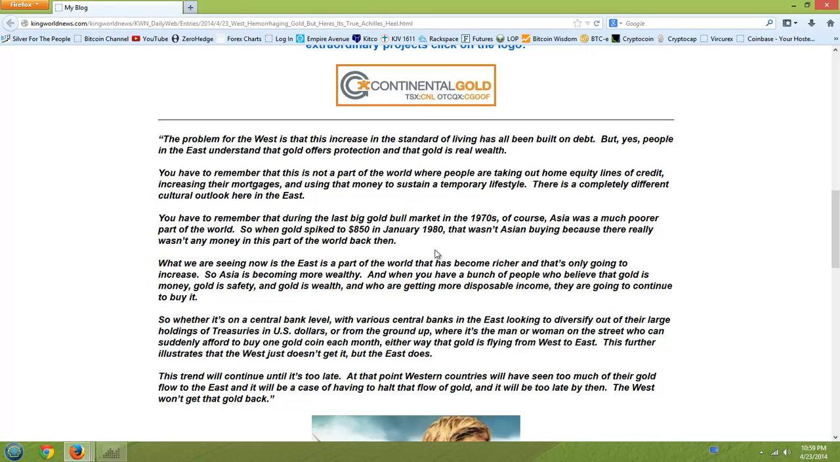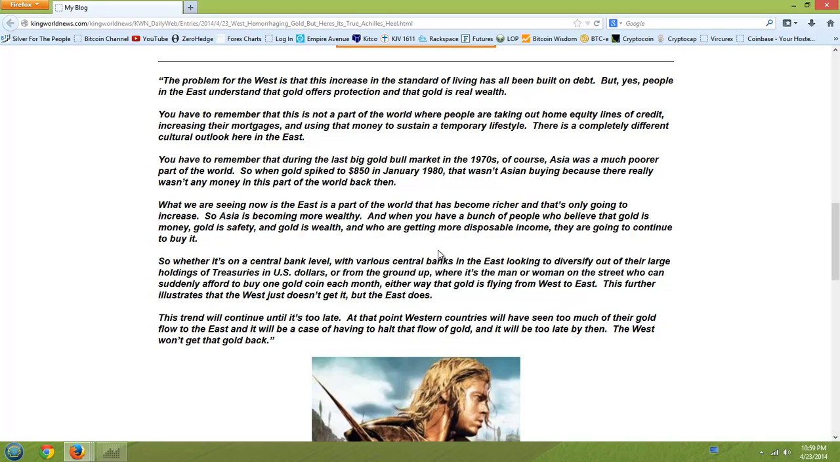You have to remember that during the last big gold bull market in the 1970s, of course, Asia was a much poorer part of the world. So when gold spiked to 850 in January 1980, that wasn't Asian buying because there really wasn't any money in this part of the world back then. What we're now seeing is the East is part of the world that has become richer and that's only going to increase. So Asia is becoming more wealthy.